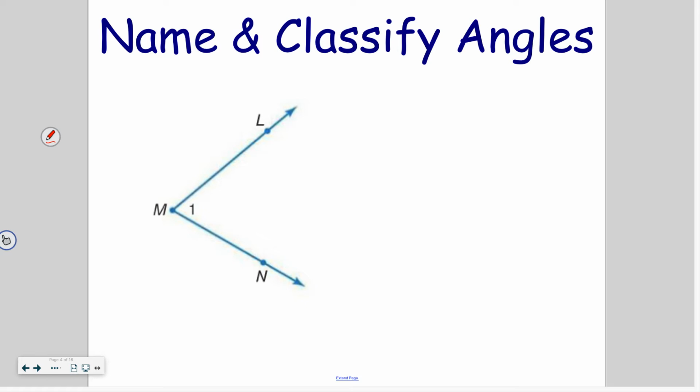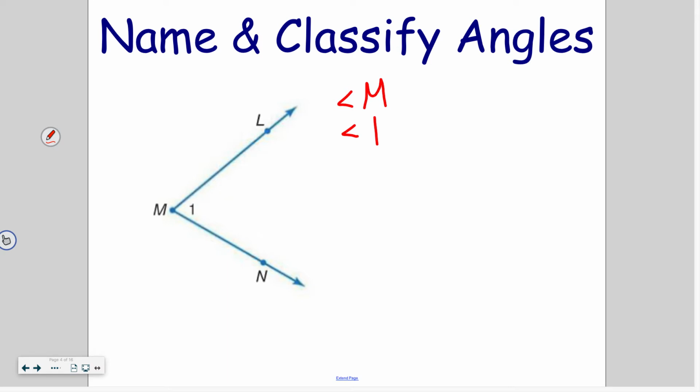Part of our job in this section is going to be to name and classify angles. The name part, there are four different ways to name an angle. Your book is going to ask you to do all four of them. First is simply looking at the vertex and saying angle M. So this vertex point on the angle, you can name it just by that point. You can also name it, if it has a number, just by the number. So we could call it angle 1.